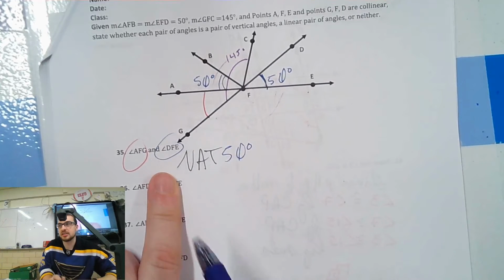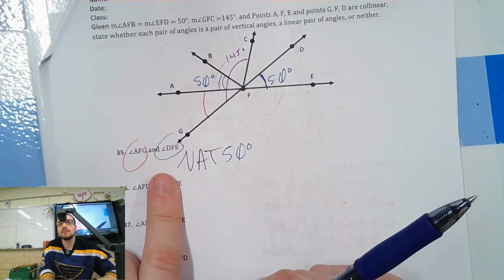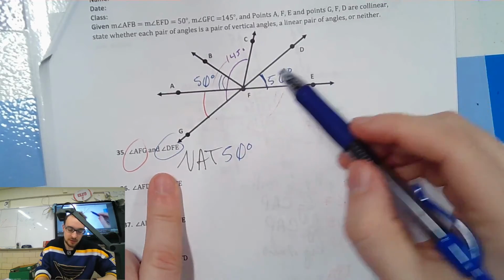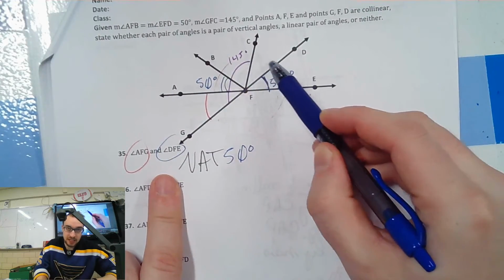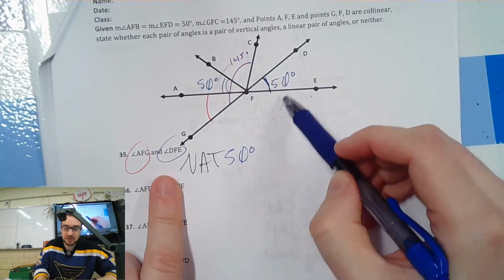Could you figure out the rest of this diagram and what they are? You've seen this before a couple times now. How do you feel? Notice that this angle right here from A to D is vertical with this one. So whatever this whole thing is, that'll be the same here.